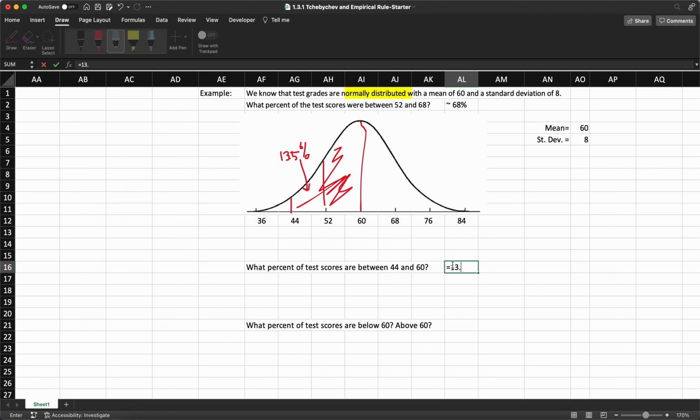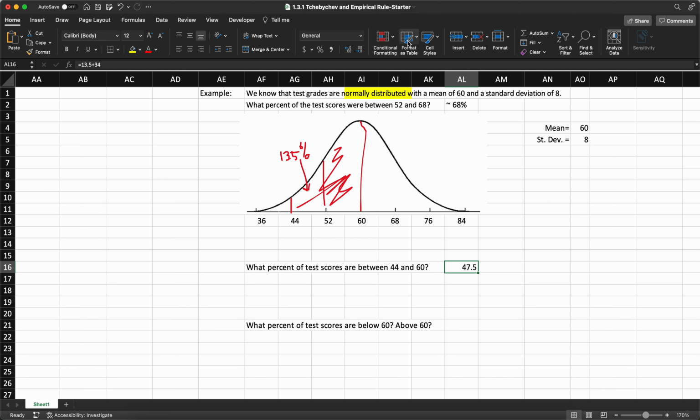So we're going to do 13.5 plus 34%, which gives me 47.5%. If you want to change the type of number, you can just change it to, that didn't work. You can just put a percent. You can't. When you're using a formula, if you then change it to a percent, it's not going to give you the right number because it's moving the decimal place over twice.